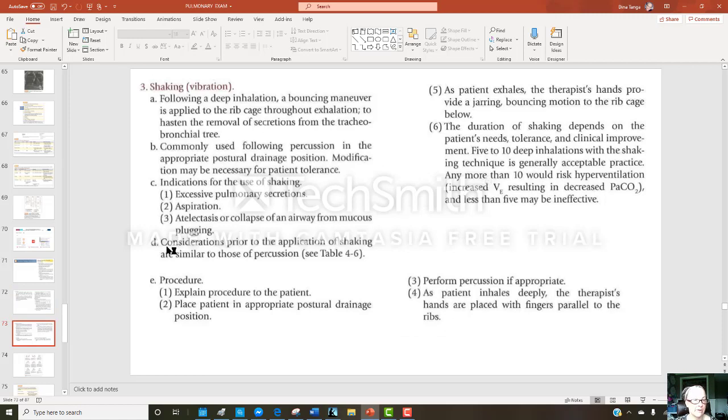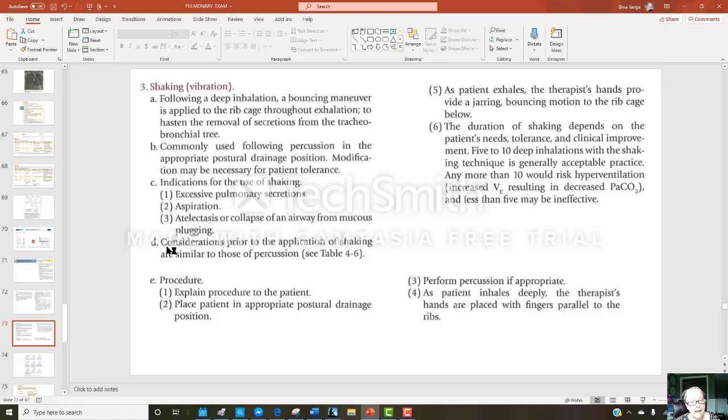Shaking vibration. Following a deep inhalation, a bouncing maneuver is applied to the ribcage throughout exhalation to hasten the removal of secretions from the tracheobronchial tree. Commonly used following percussion in the appropriate postural drainage position. Modification may be necessary for patient tolerance. Indications for the use of shaking: excessive pulmonary secretions, aspiration, atelectasis, or collapse of an airway from mucus plugging.